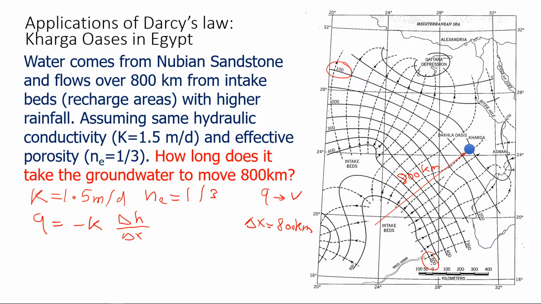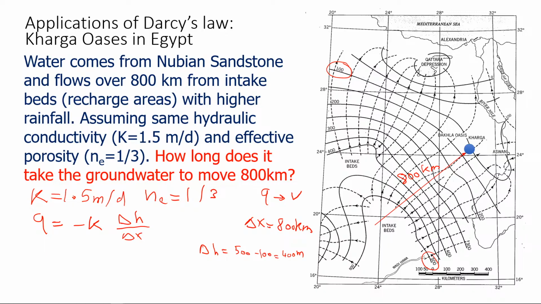So that's the Kharga oasis, about 100. So delta H would be this contour here, 500 minus 100. So that is 400, and these values are in meters. So that's basically what you will get.